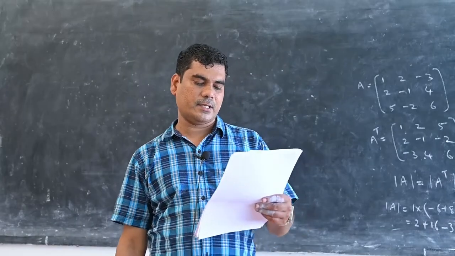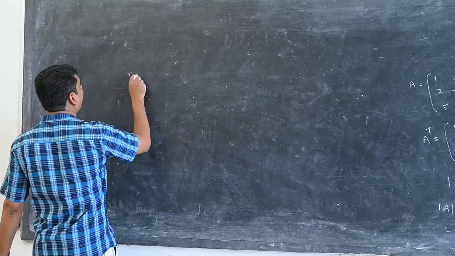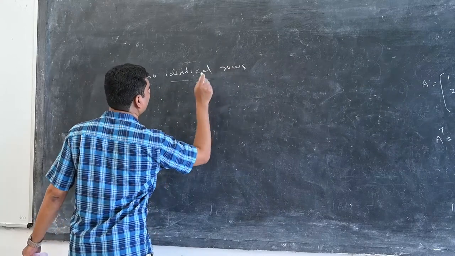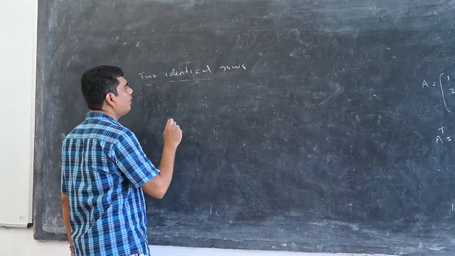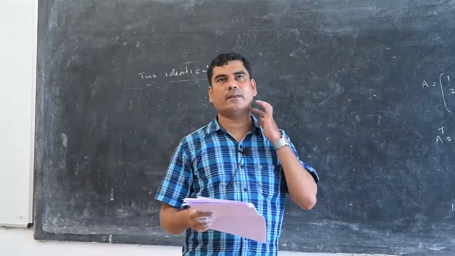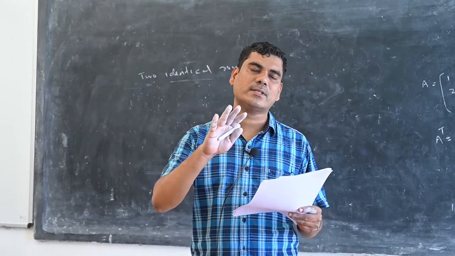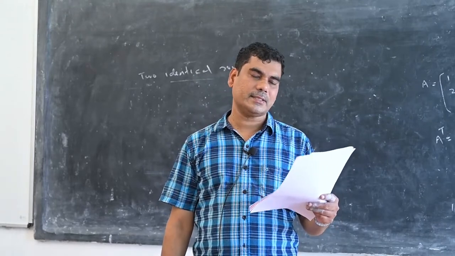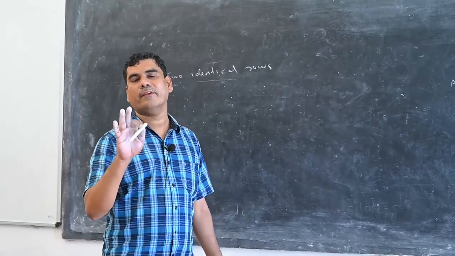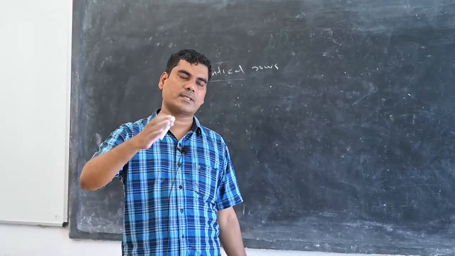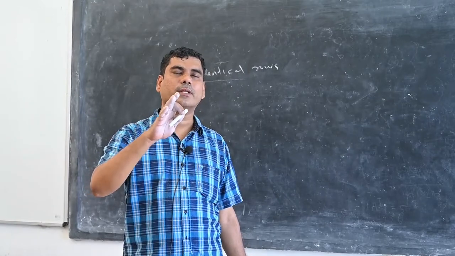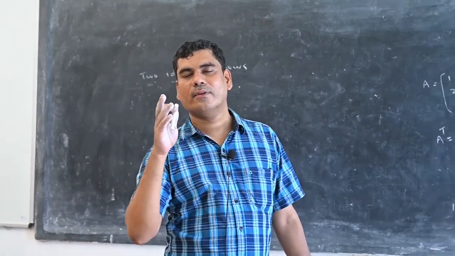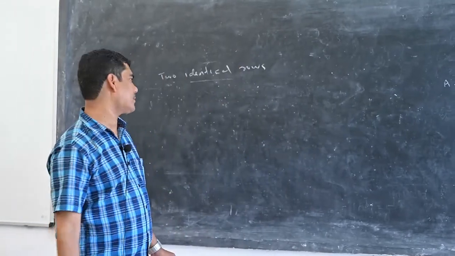Next property of determinants: two identical rows. If a square matrix has two identical rows, that is two rows are the same, then determinant of the matrix is 0. Similarly, if a square matrix has two identical columns, then determinant of that matrix is 0. So in that case we can write the value of the determinant as 0 even without calculating.